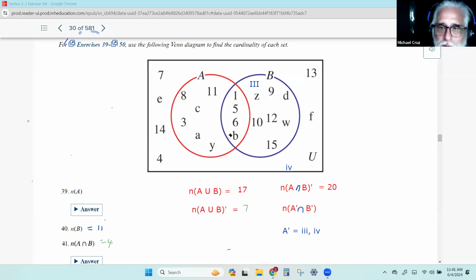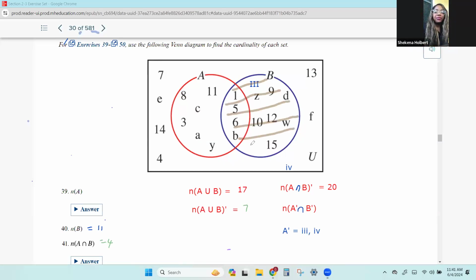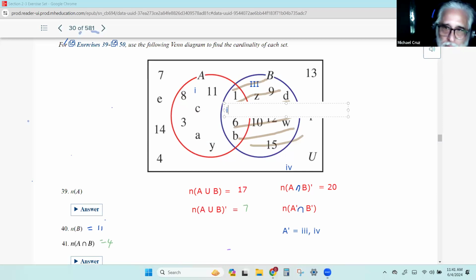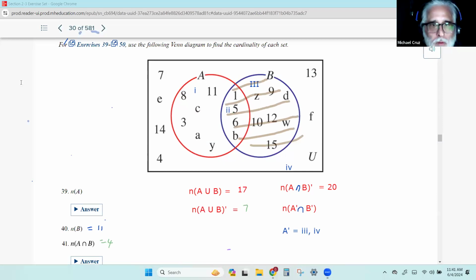We're going to shade in B now to find B complement. Oh, it took away my 2 and my 3. All right, so 2 and 3 is covered up. So B complement is 1 and 4.